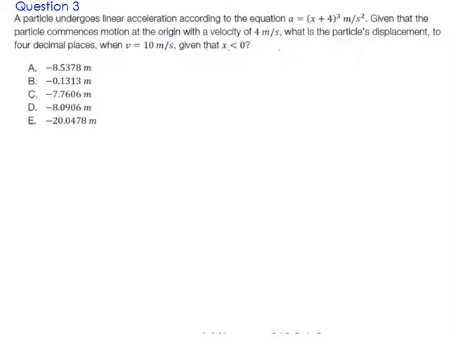Hey gang, we are looking at these practice exam questions. We looked at question 1 and 2 in class. Here is question 3. A particle undergoes linear acceleration according to this equation.